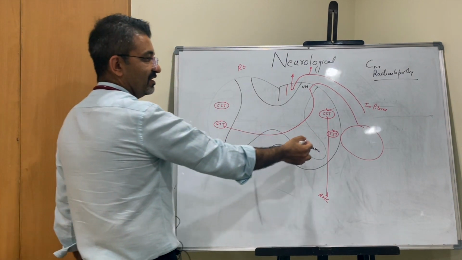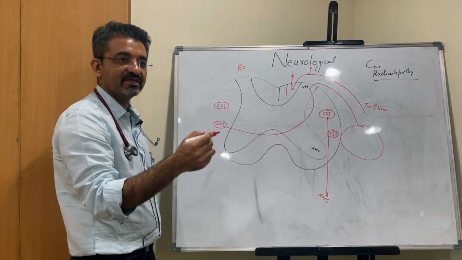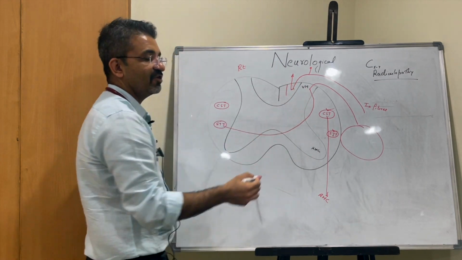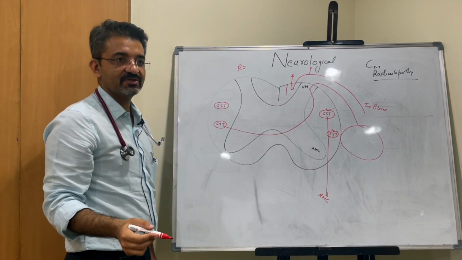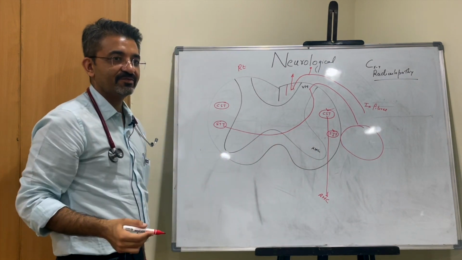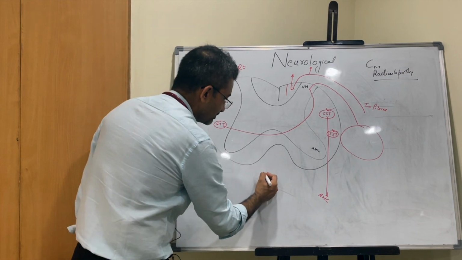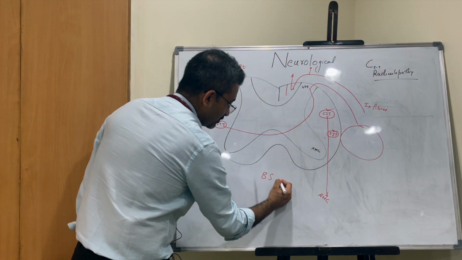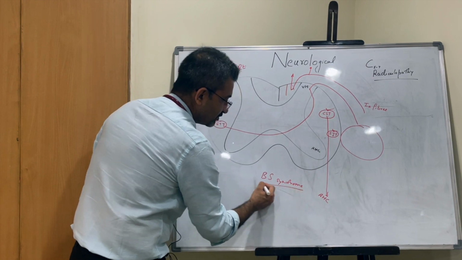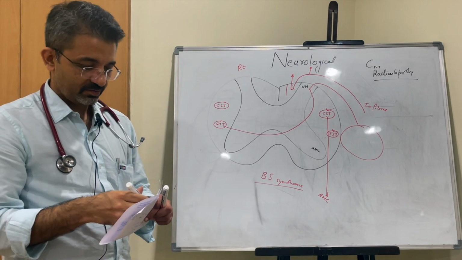Whenever you have left-sided involvement, you have left-sided corticospinal tract involvement giving rise to the pyramidal signs. You have left-sided posterior column involvement giving rise to vibration and proprioception loss. And you have the opposite side spinothalamic tract involvement giving rise to pain and temperature loss. So this is Brown-Sequard syndrome. So Brown-Sequard syndrome localizes only to the spine. Okay.